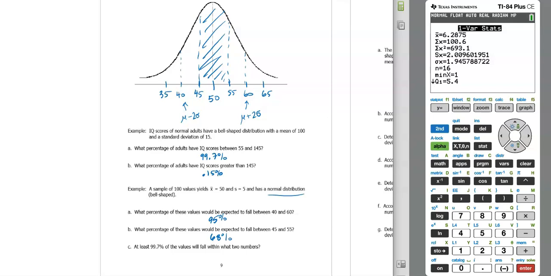And now, at least 99.7% of the values will fall within what 2 numbers? It should be within 3 standard deviations, and so those are our markings out here, which are 35 and 65.